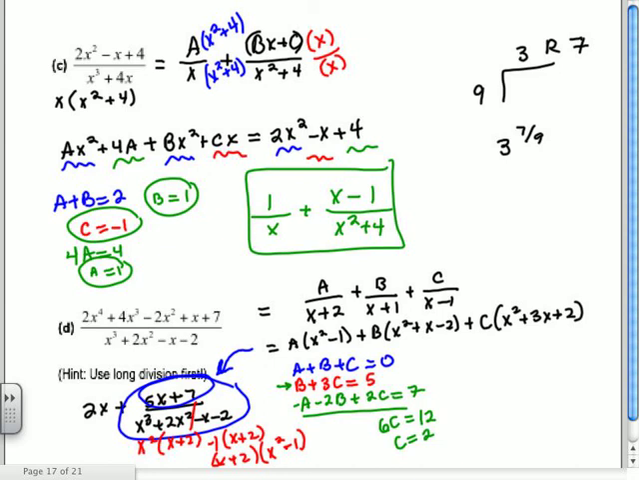Once you have 2, that goes in here. So B is negative 1, right? Good. And then A, negative 1. Okay, we got them. So that's your final answer. That wasn't bad. All right, so negative 1 over x plus 2, plus negative 1 over x plus 1, plus 2 over x minus 1. That's your partial fraction decomposition, which is very easy to integrate.